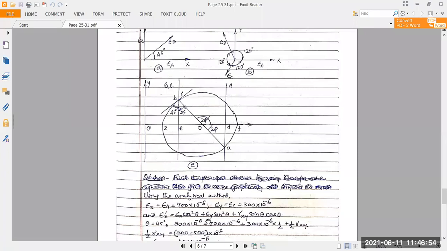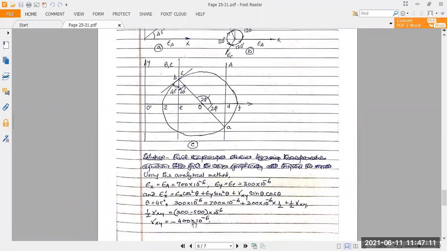So our node was f sub x dash along OB, f psi x along OA, f psi y along OC, and gamma xy is unknown to us. Theta is known, equal to 45 degrees. You should put the values of cos square theta, sin theta cos theta, and f x and f x dash, all one after another, and thus gamma xy is equal to minus 400 into 10 to the power minus 6 itself.